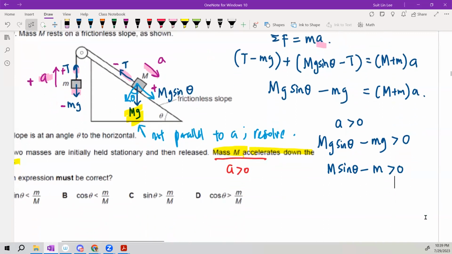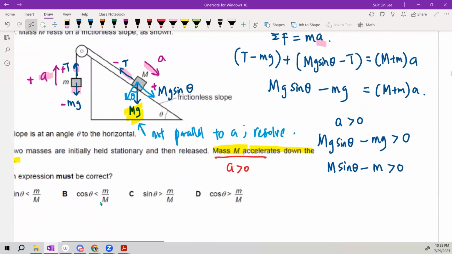I look at all my options. It is sine theta on one side. So I'm going to rearrange. And then my sine theta must be greater than small m over capital M. C.